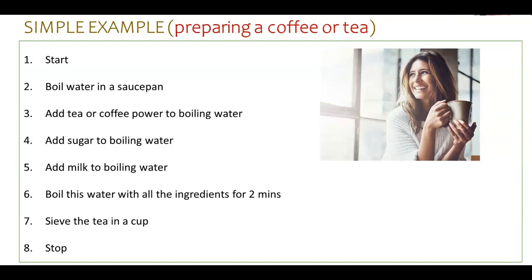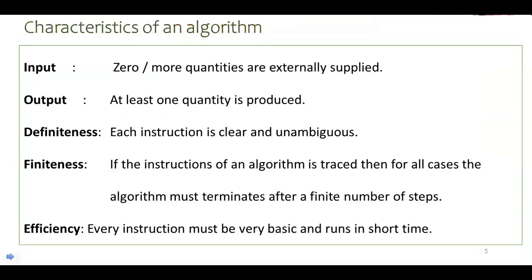And here also, we have not mentioned that this many materials you have to keep for preparing tea or coffee, and so on. We cannot provide it like that. So the input must be finite. So we can say this quantity of these things we have to pour for preparing a tea or coffee. So this is an algorithm. And now we'll see what the different characteristics of an algorithm are.